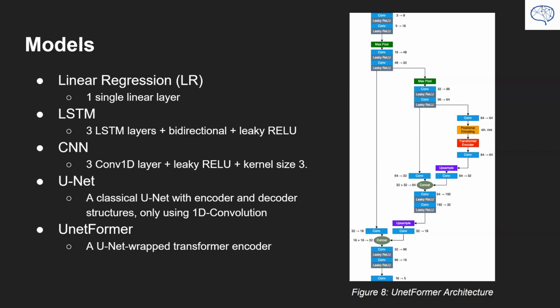Therefore, we improved on the model and designed a hybrid model that combines the strengths of both UNet and transformer. The hybrid model, UNetformer as we call it, wraps a transformer inside the UNet, as we can see in this illustration. The UNet will encode the input, pass the result to the transformer, and then reconstruct based on the output of the transformer. And this hybrid model achieves the best performance among all the models we implemented. Next slide, please.